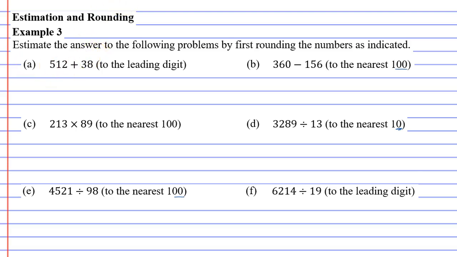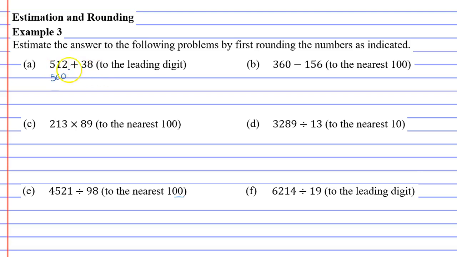Let's start right away in question A, and you can see I've left some markings here from some working I did before. Question A says 512 plus 38, and it wants you to round it to the leading digit. Now, when we round to the leading digit, that means that we pick the most important digit, in this case it's the 5, and make the rest 0. Okay, very important that you check.